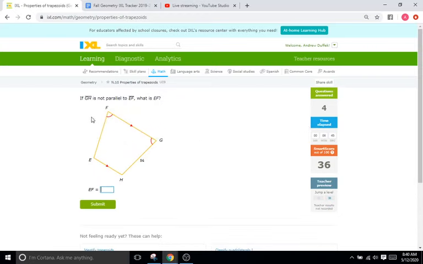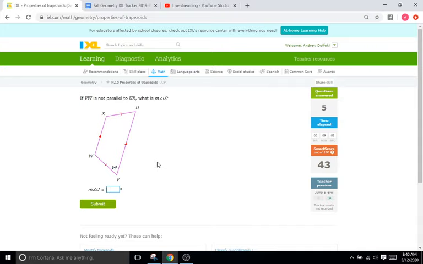Okay, so if GH is not parallel with EF, definitely not, what is EF? So what is the length here? Well, this is 56, and this is going to be 56. Since the two angles here are the same, we know these two lengths have to be the same, so 56.